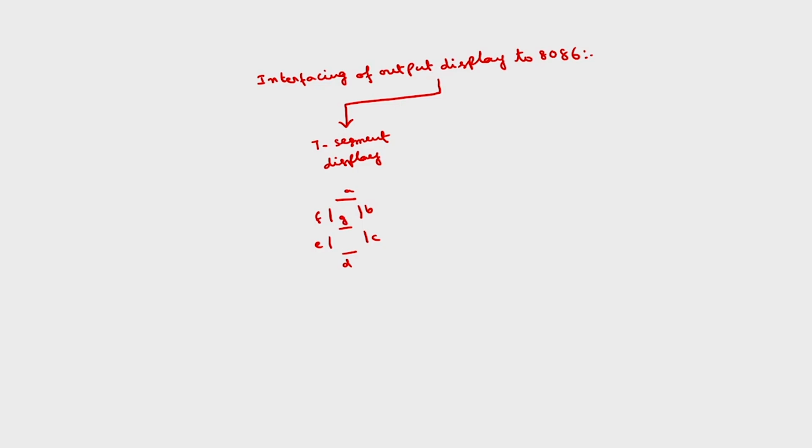Okay. Then if we want to display the alphabets in addition to the digits, we have to use alphanumeric displays. Alphanumeric displays have 18 segments, such as this, which is an example of an alphanumeric display.